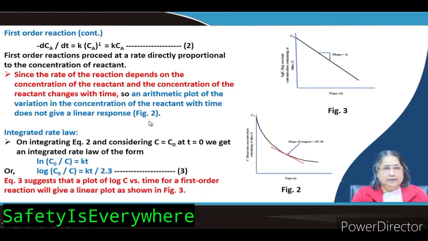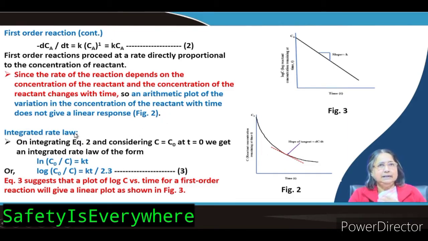So, an arithmetic plot of the variation in the concentration of the reactant with time does not give a linear response. So, figure 2. If you plot concentration versus time, then you will not get a straight line. The curve will be like this, okay, and the slope at any point will give you dCA/dt with a minus sign, because it is the reactant.